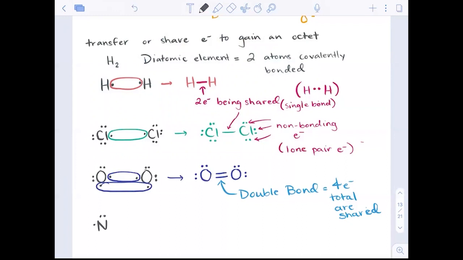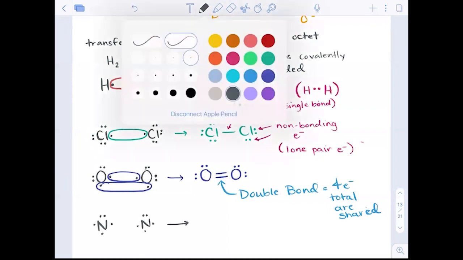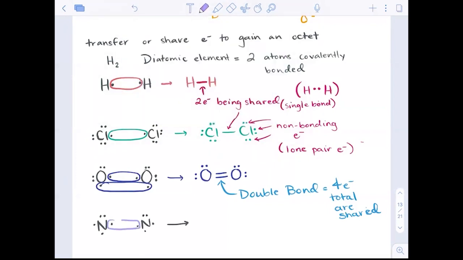Nitrogen diatomic is another one we can talk about. And nitrogen needs 3 electrons to complete its octet. So you guessed it, triple bond. The triple bond is even stronger. 2 electrons in each of those bonds, which means a total of 6 electrons shared.